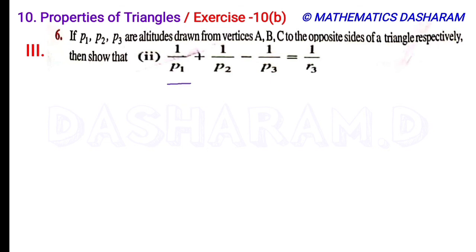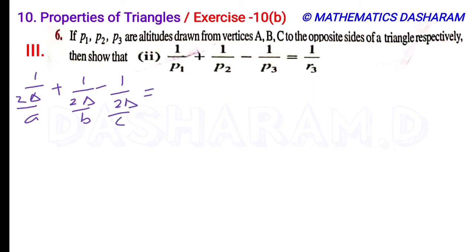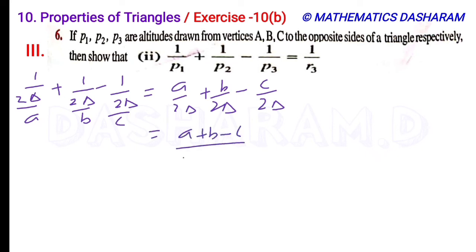Second question: 1 by p1 plus 1 by p2 minus 1 by p3 equals 1 by r3. So 1 by p1 means 1 by 2 delta divided by a, 1 by p2 value is 2 delta divided by small b, minus 1 by p3, 2 delta divided by small c. So then a by 2 delta plus b by 2 delta minus c by 2 delta. So it equals a plus b minus c divided by 2 delta.